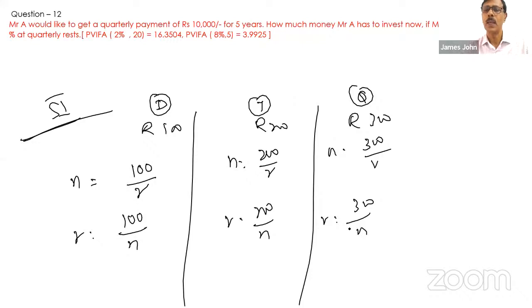The question will be like this: at simple interest, an amount becomes triple in say 10 years. What is the rate of interest? You use this formula. It is 200 by 10. You will get 20. That's all.